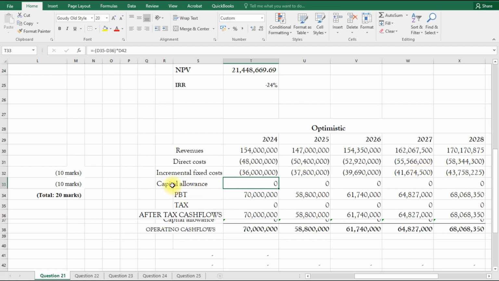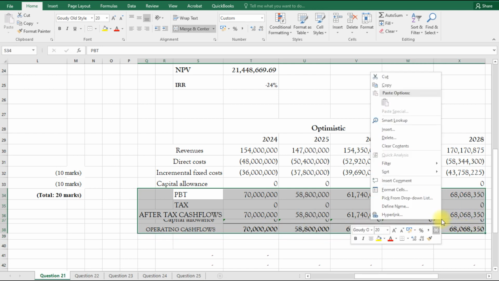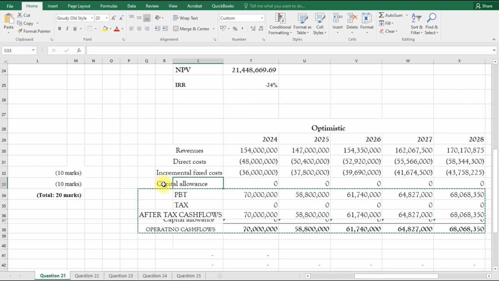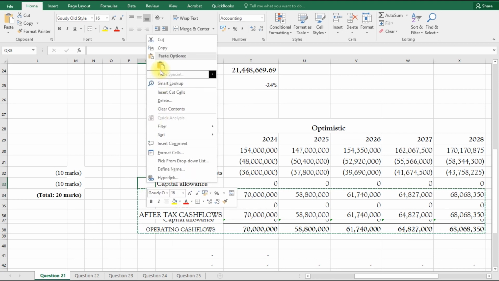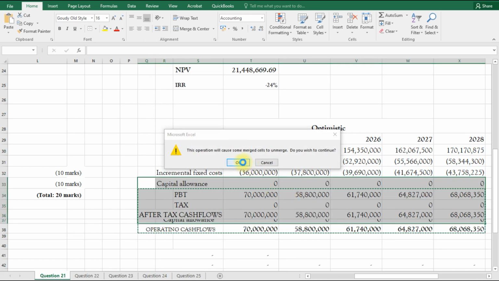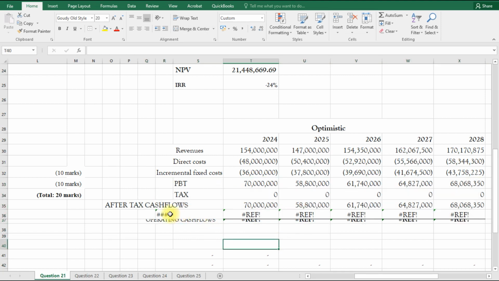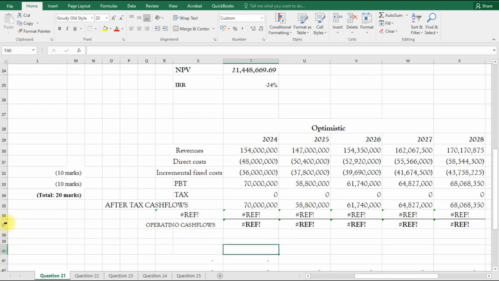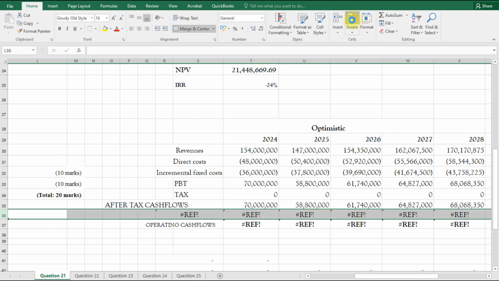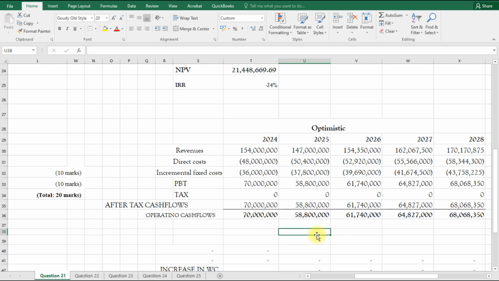So this entire row, we shall not have it. I'll cut this and paste it here. Let me paste it here. And so we shall get that one that is giving us ref. We shall just have it deleted. Yeah, that way, and that's all that we had there.